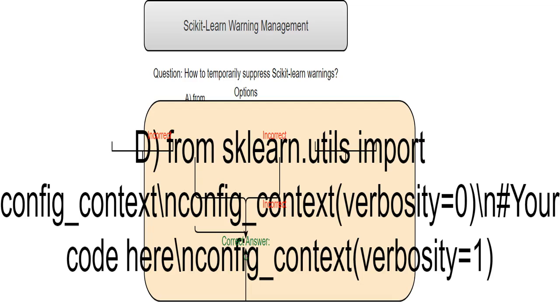Option C is identified as the correct answer because it uses the `config_context` effectively within a `with` statement to temporarily manage warning verbosity, ensuring a clean and controlled environment for the specified code block and a smooth return to the original warning settings after execution.